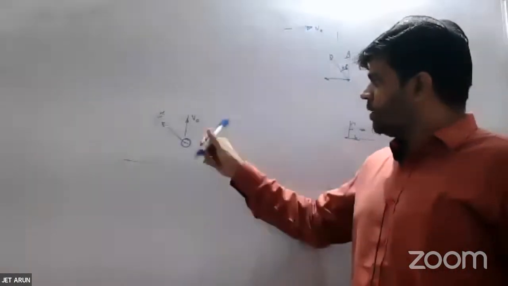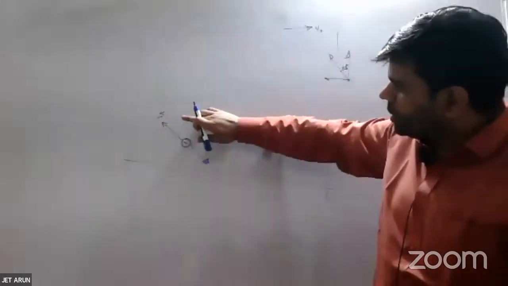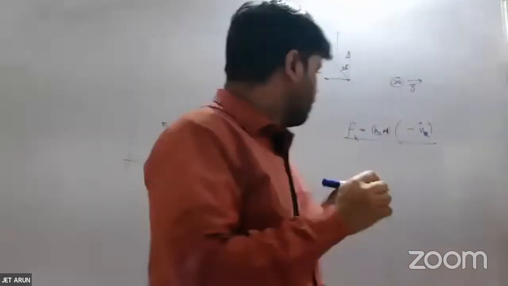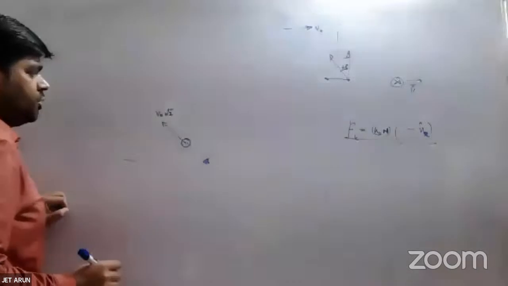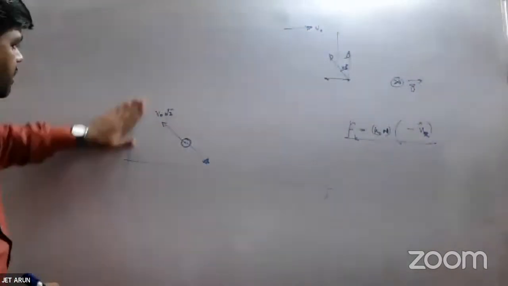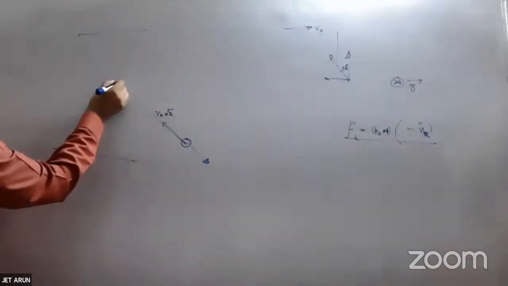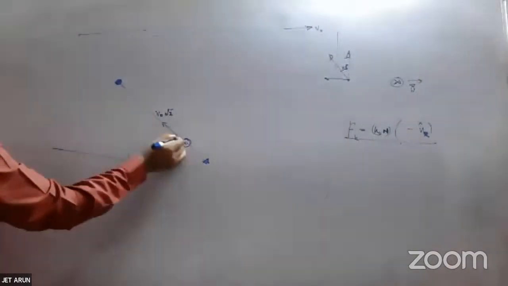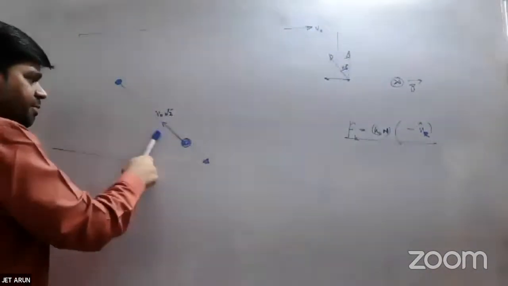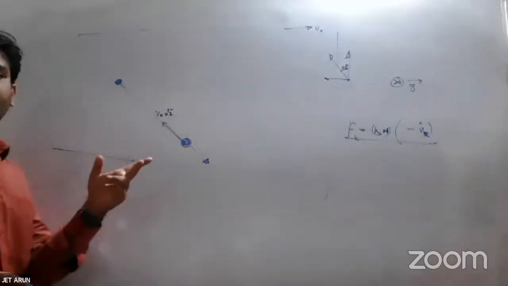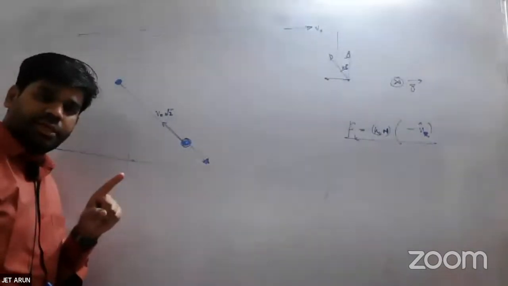Then what happens to the particle? This plank will observe this velocity as v naught root 2. So this particle will seem to go diagonally like this. It goes diagonally and stops, the particle retards. Why? Force is anti-parallel to velocity. That means acceleration and velocity are anti-parallel. If velocity and acceleration are anti-parallel, the particle retards, right?